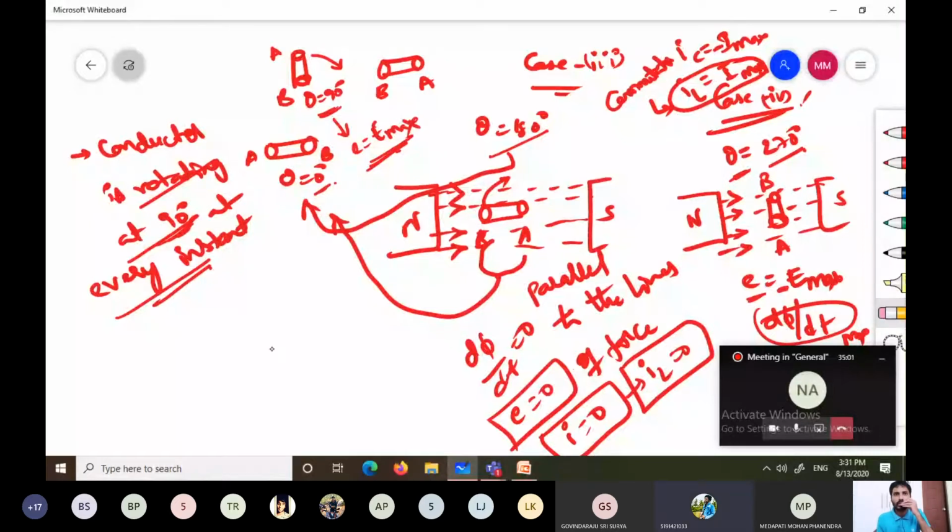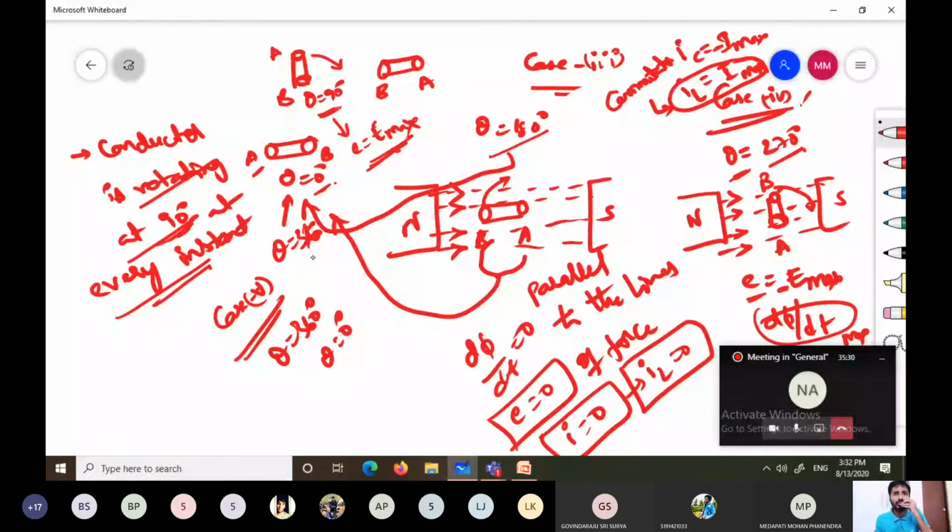Okay. So let us see the next operation, which is called case 5, which is nothing but again theta equals 360 degrees, which is similar to theta equals 0. After rotation it will again come back to the A to B position, which is the 0 degrees position, equivalent to 360 degrees. So theta equals 360 degrees is the same as theta equals 0.